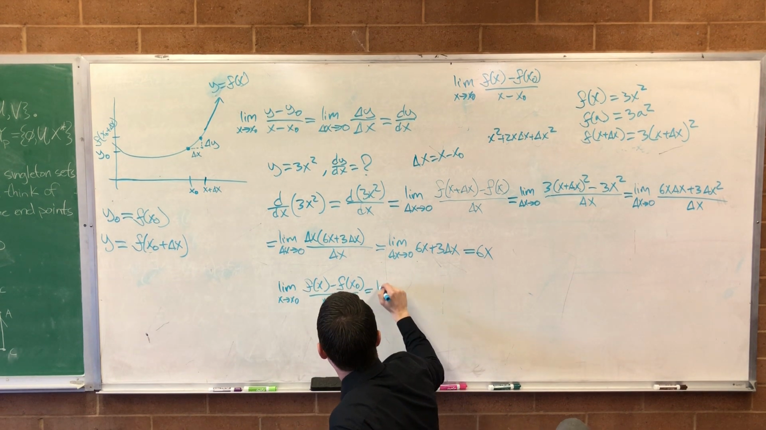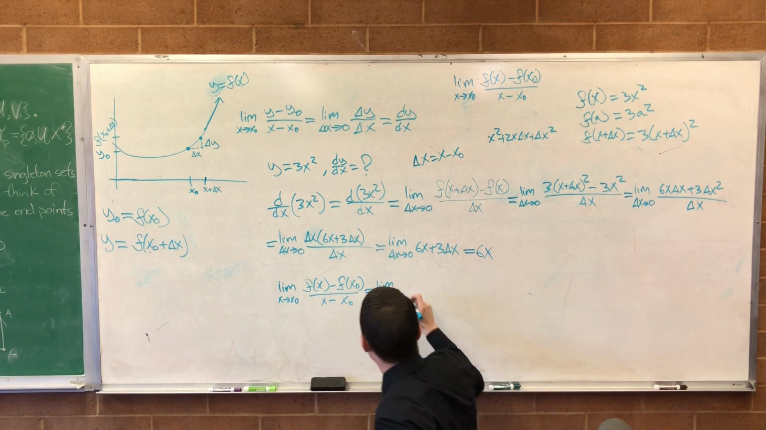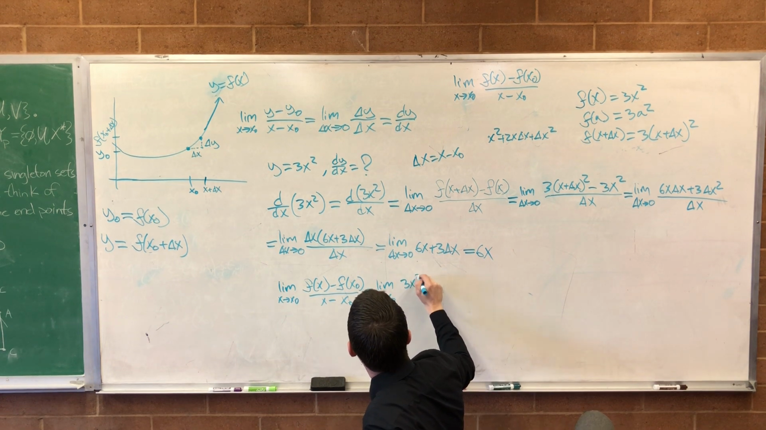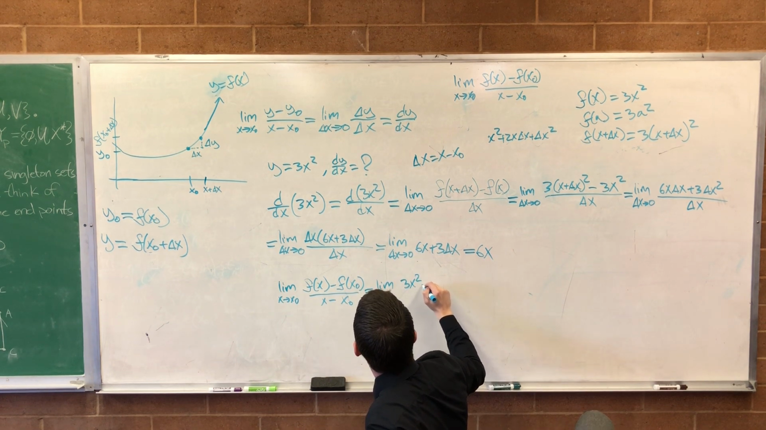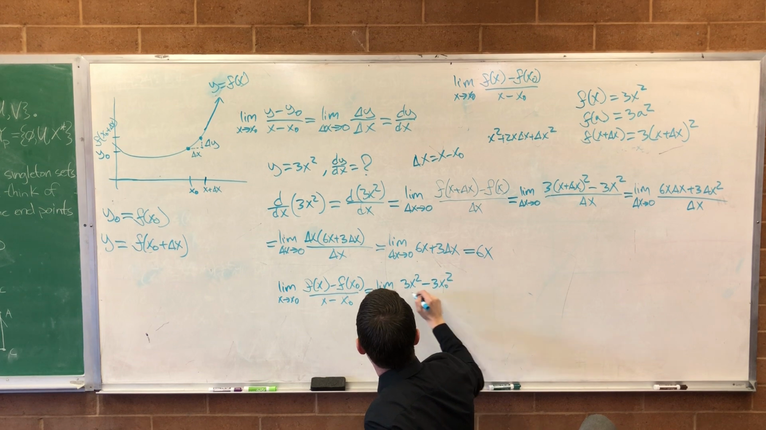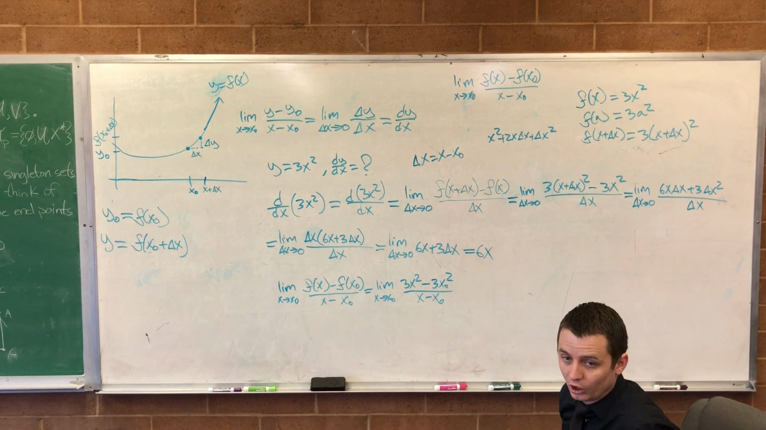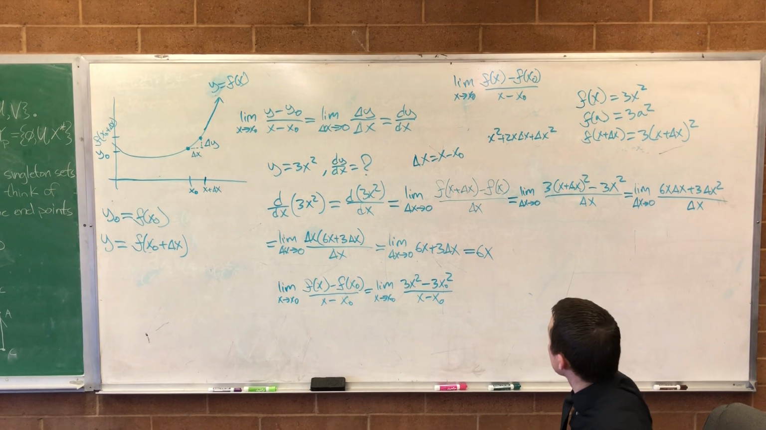And this is equal to the limit as x approaches x naught. Now let's plug in our actual function. This was the function we were taking the derivative of. So that's 3x squared minus 3x naught squared all over x minus x naught. Just using our old way of thinking about it.